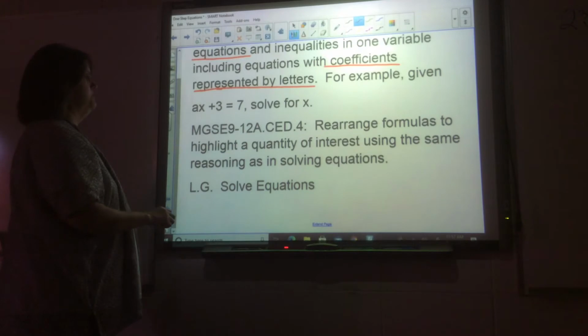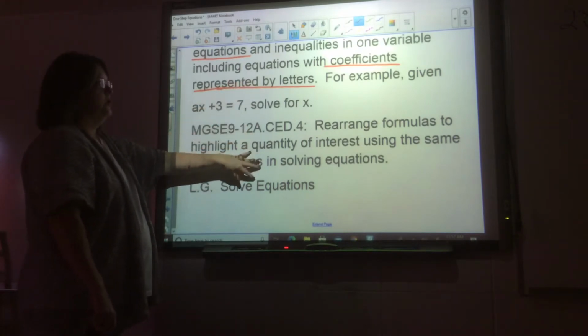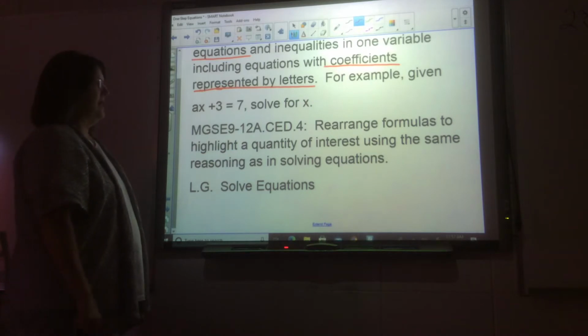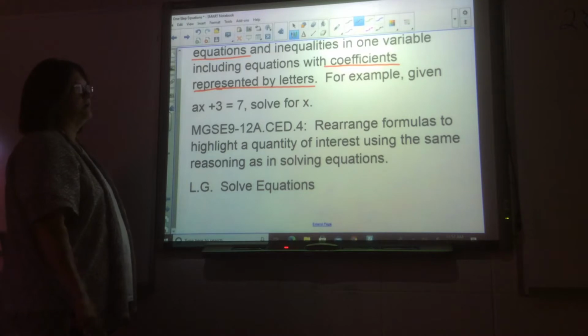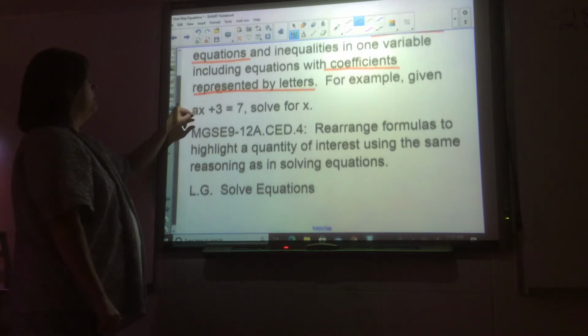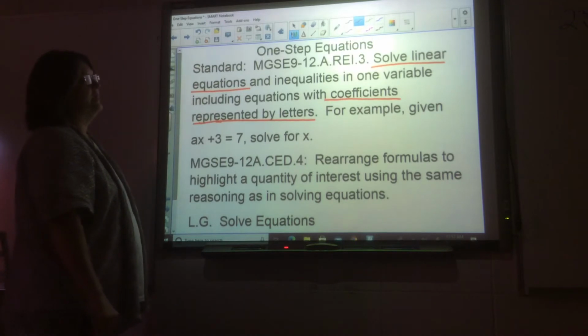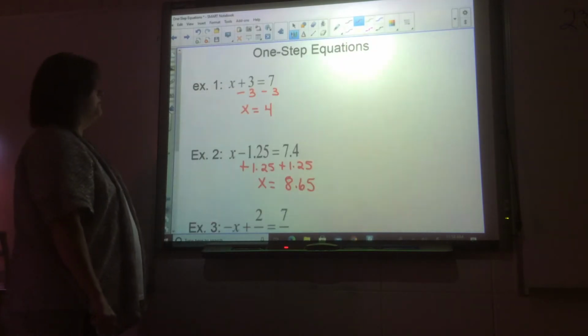And then this one says rearrange formulas. This is the same sort of idea that this is. Rearrange formulas to highlight a quantity of interest using the same reasoning as in solving equations. And like I said, this is coming later. The main part of the standard that we're working with today is solving linear equations. And we're going to solve one-step equations today. All right.